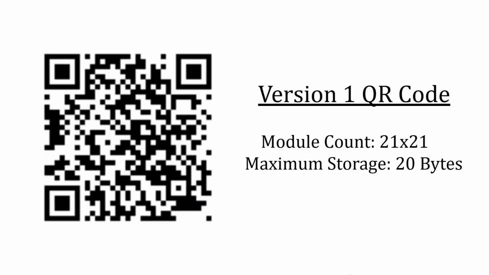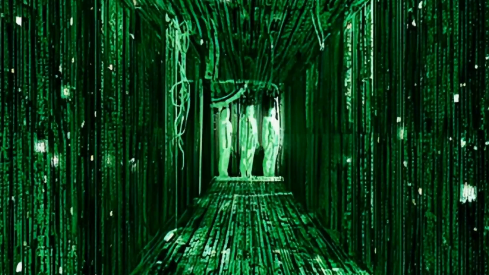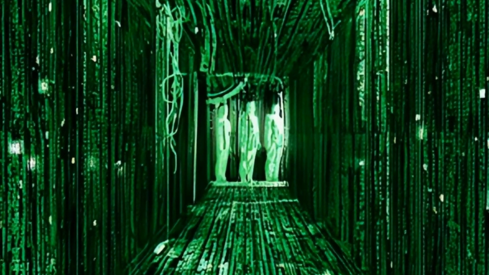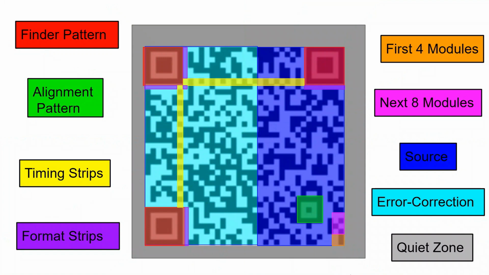A version 1 QR code has 21 by 21 modules, allowing it to store at maximum about 20 bytes. A version 40 has 177 by 177 modules, allowing it to store up to 2,953 bytes, or about 3 kilobytes. If you're wondering what on earth is a byte, we'll talk about that later. For now, let's talk about the various parts of a QR code.